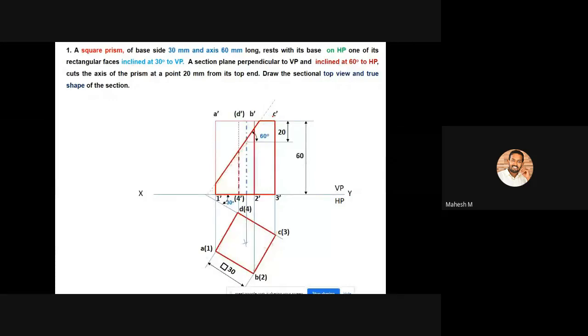Okay, you can create a line like this. Then you can mark the neckline points. So you can mark these as P, Q, R, S, T. Then you can create the sectional lines. So now you have created the sectional top view.